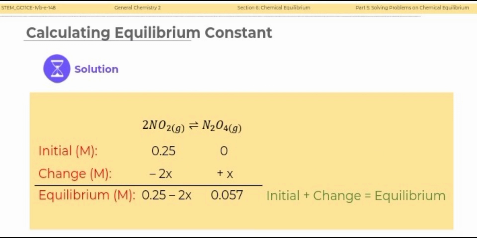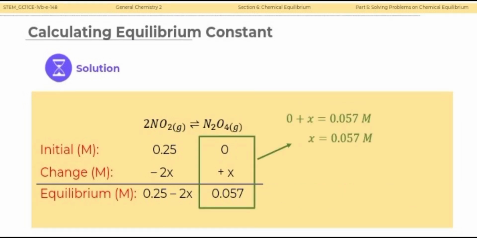We use a plus sign to denote formation, while a minus sign denotes consumption. Next, we add the initial concentration and the change in concentration to get the equilibrium concentration for each substance. For nitrogen dioxide, the equilibrium concentration equals 0.25 molar minus 2X. The equilibrium concentration of dinitrogen tetroxide is already given in the problem, which is 0.057 molar. We can solve for X since this is given.